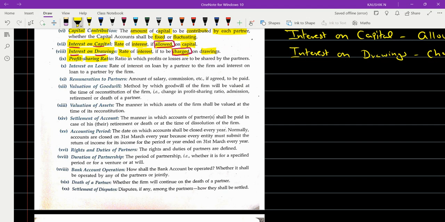When the deed does not mention it, it is called, okay, the ratio will be shared equally. Okay, so that's what it says. Profit sharing ratio is nothing but the ratio in which profits or losses are shared by the partners. So when you are recording that in your partnership deed, then that particular ratio will become your agreed ratio. If you are not mentioning anything in your partnership deed, then you have to share it equally.